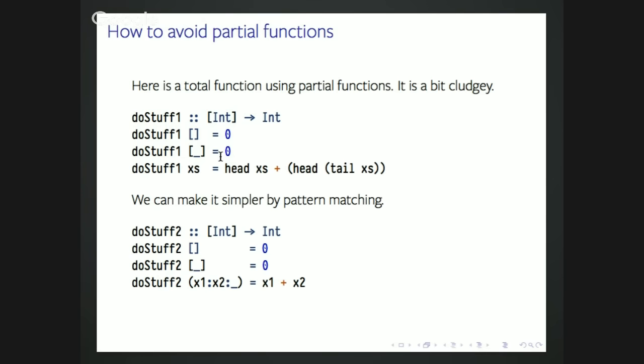We can make this simpler by pattern matching. So here what we do instead is that we say, okay, so these first two cases are the same. And what we're going to do is instead of taking the head of the list and then the head of the rest of the list, we're just going to actually pattern match on them and say we're going to take the first element and the second element and then ignore the rest of the list and then just add them together. So not only doesn't use any of those partial functions, it's also a lot easier to read.